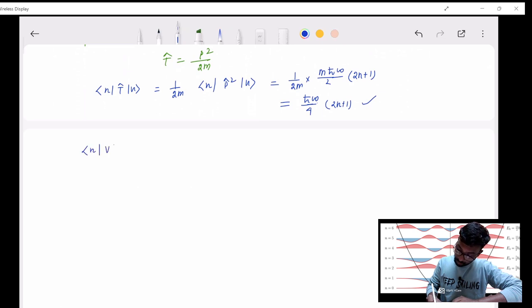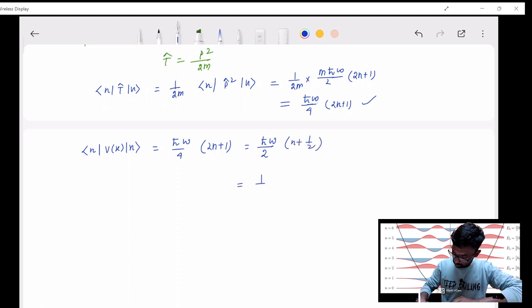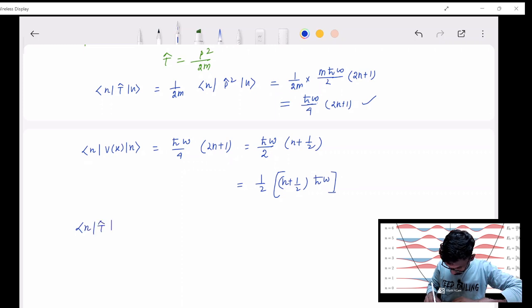For the nth state, the expectation value of potential energy is ħ omega upon 4 (2n plus 1), which equals ħ omega by 2 times (n plus half). Again, for the nth state, the expectation value of the kinetic energy operator is ħ omega upon 4 (2n plus 1), similarly equal to half of (n plus half) ħ omega.